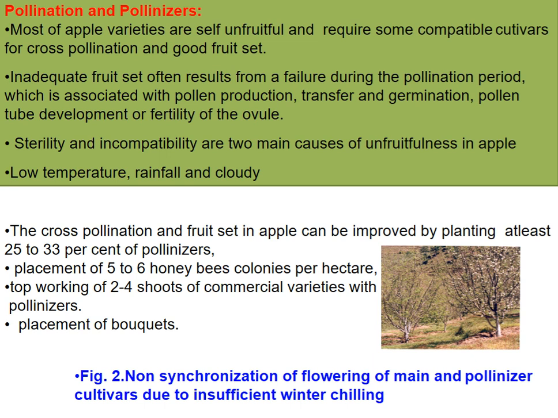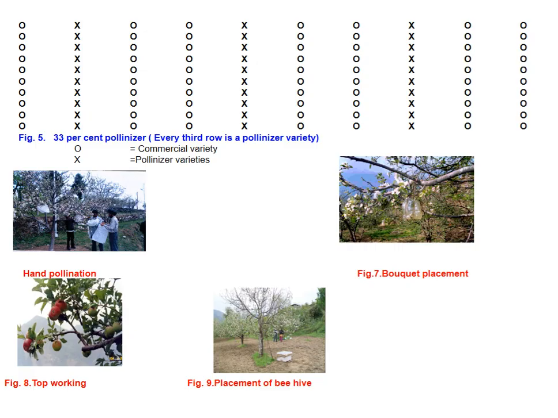Cross pollination and fruit set in apple can be improved by planting at least 25 to 33% of pollinizers, placement of 5 to 6 honeybee colonies per hectare, and top working of 2 to 4 shoots on the commercial varieties with pollinizers. So this is the image of the two commercial varieties planted with one pollinizer variety in between. Hand pollination in apple, top working, placement of honeybee hives.